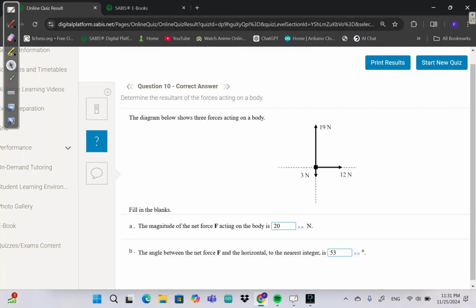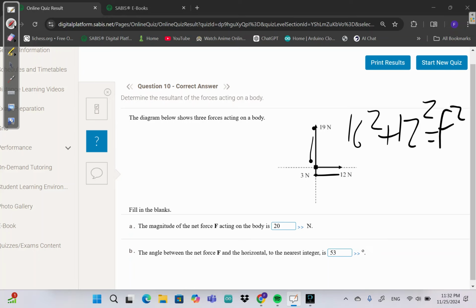Anyways, the magnitude of the net force, we said we're going to use this squared plus this squared plus this squared. We said it's going to be the y component squared plus the x component squared. This is our force squared, right? But here we have 19 newtons up and 3 newtons down. So from the 19 newtons, we're going to subtract 3. So it's going to be 16. So our net force is going to be 16 squared plus 12 squared is equal to our force squared.